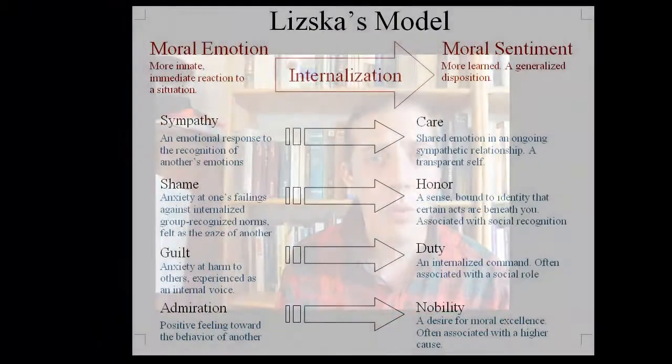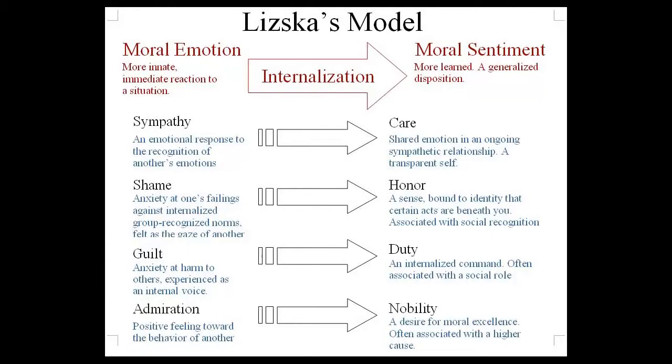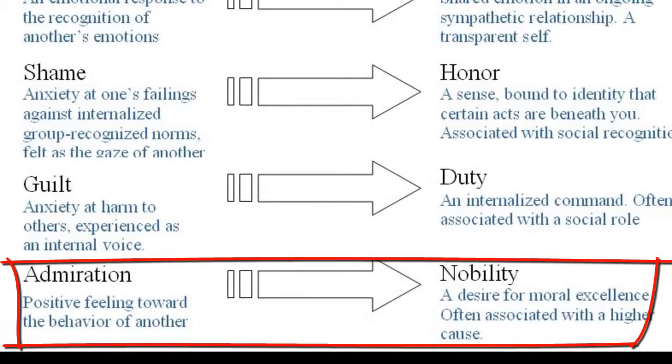What's important here is that these two enforcer emotions evolve into different sentiments once they are internalized. Shame grows into a sense of honor, the idea that certain acts are simply beneath a person of your status. Guilt grows into a sense of duty, a felt obligation often associated with a social role like being a parent, but not always. The last sentiment is nobility, which grows out of a sense of admiration.